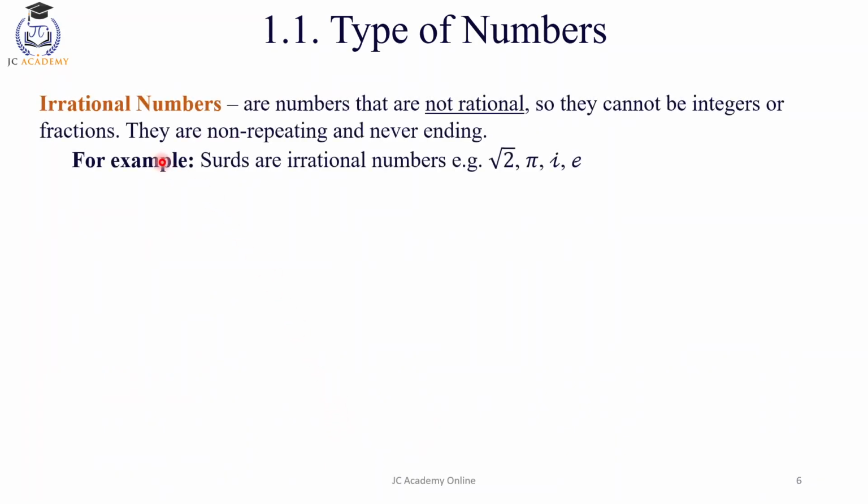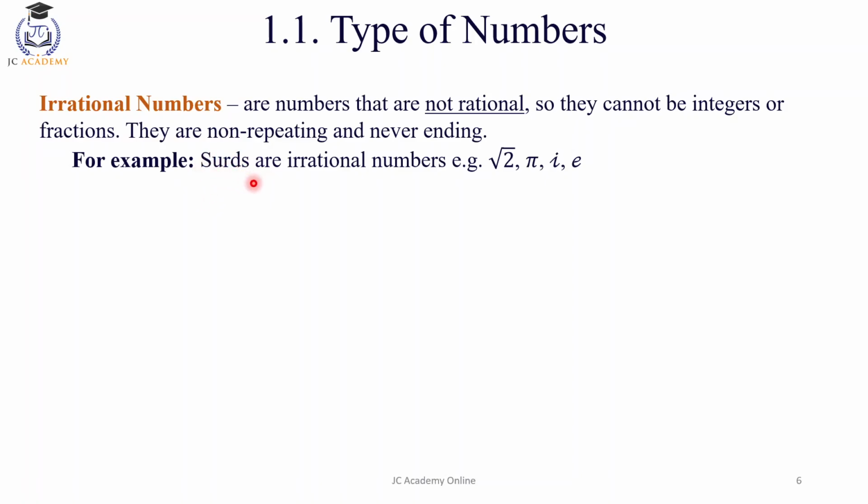Then we have irrational numbers. Irrational numbers are numbers that are not rational, so they cannot be integers or fractions. They are non-repeating and never ending. Okay, so for example, there's another terminology that you will learn as we progress through the course.